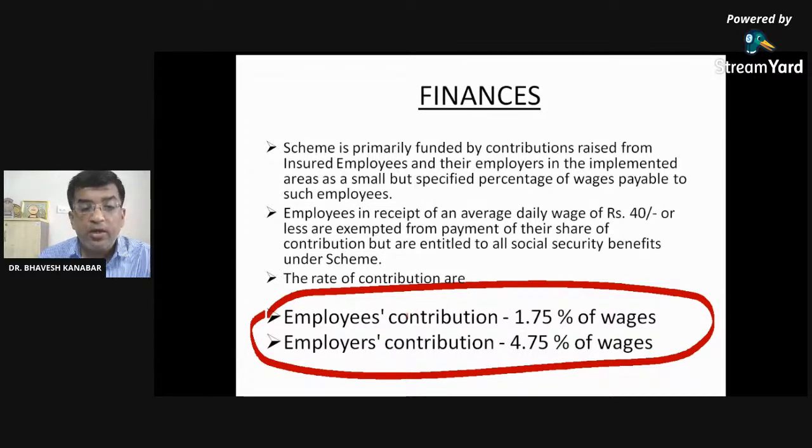That is given here. Both employee as well as employer contribute. The workers who are working are called employees and the owner is called the employer. So the employer pays 4.75% of the wages of the worker as a contribution, and 1.75% is paid by the employee. So the scheme is primarily funded by contributions raised from the employees. Employees are called insured employees. They are insured, right?